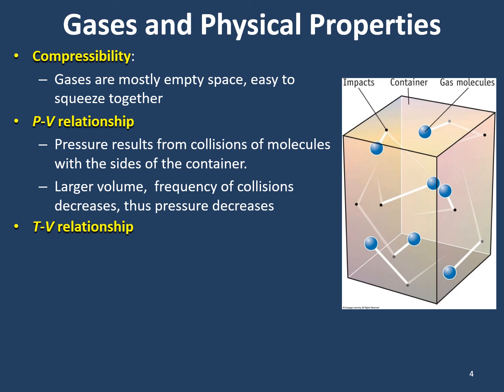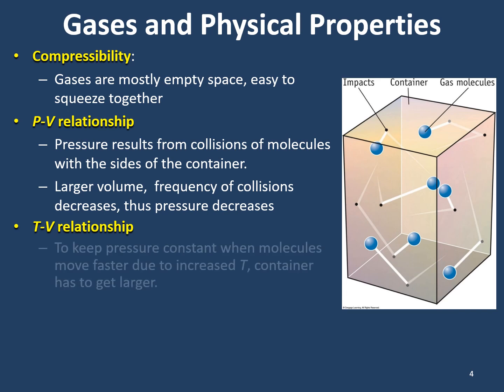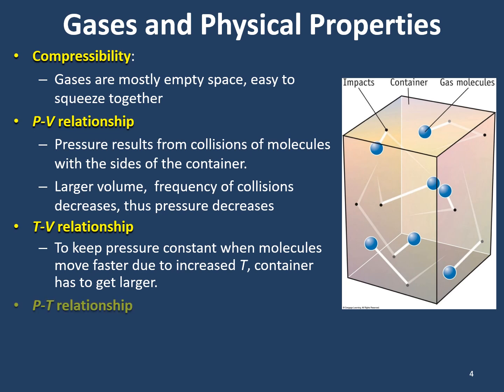We have our temperature-volume relationship, which we know is directly proportional. To keep pressure constant in this scenario, if we increase temperature, gases are moving faster, and that means they would collide with the inside of the container more frequently. In order to keep pressure constant, the volume of the container must expand so that those collisions are the same frequency as before we increased temperature.